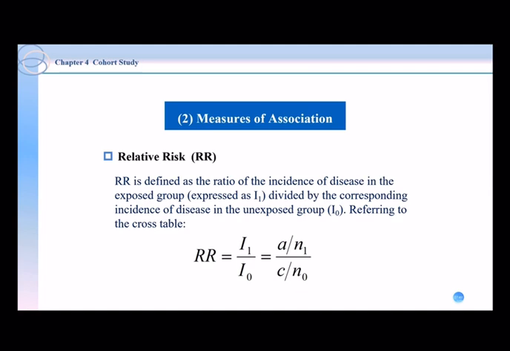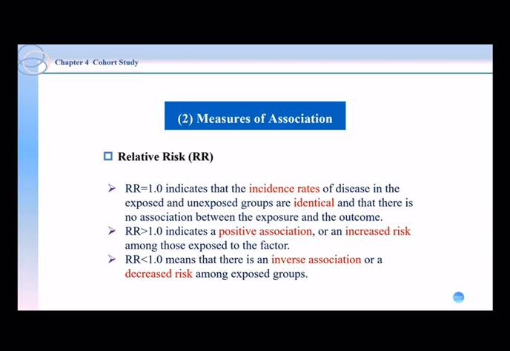It can be defined as the ratio of the incidence of disease in the exposed group divided by the corresponding incidence of disease in an unexposed group. And here is the formula. And usually we can get any number of the relative risk as the result.